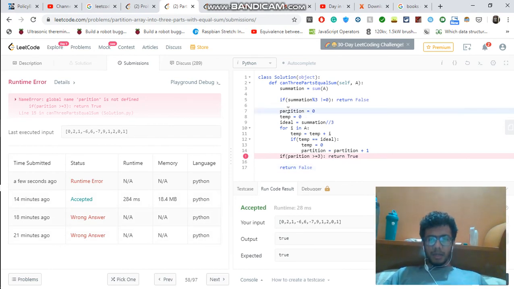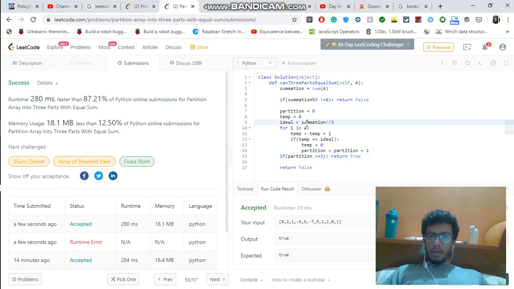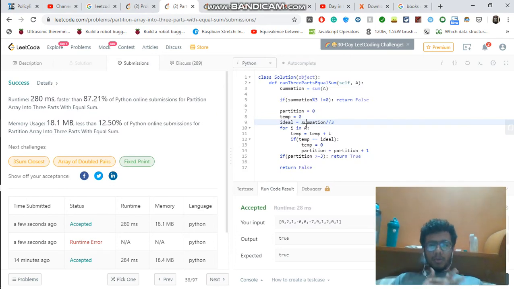Partition is not defined. This spelling error is killing me. Oh, it's done. That's all. Very important question. Please focus on this. We are not approaching big O of n squared anytime unless that's needed. All the big tech companies will force you to do the optimized way. So train your brain like that.